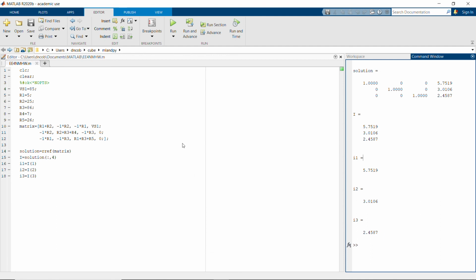So that's how you solve these systems of equations in MATLAB, plus a bit of extra stuff if you want to make it fancy. If you need any help, just contact me in the GroupMe. I'd be happy to answer any questions. All right.